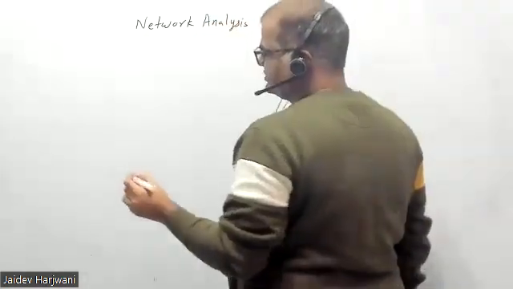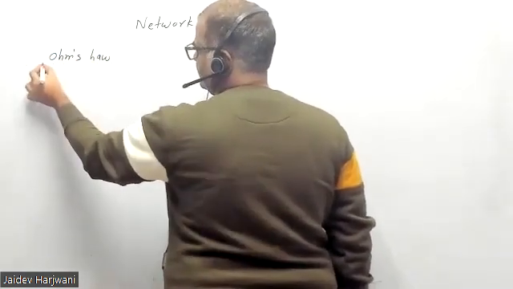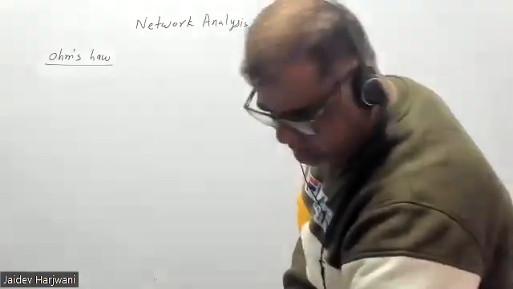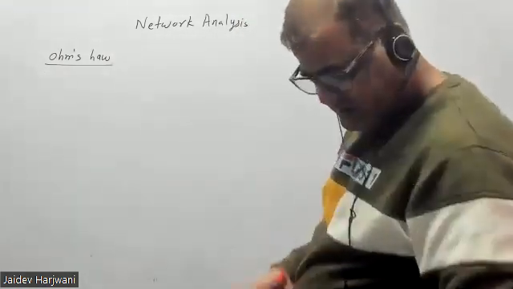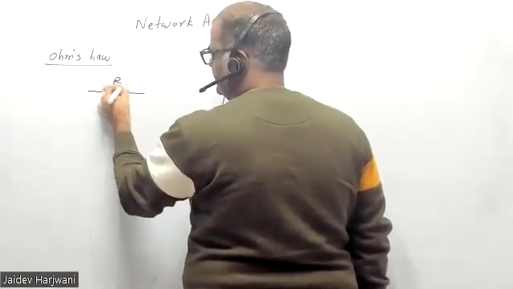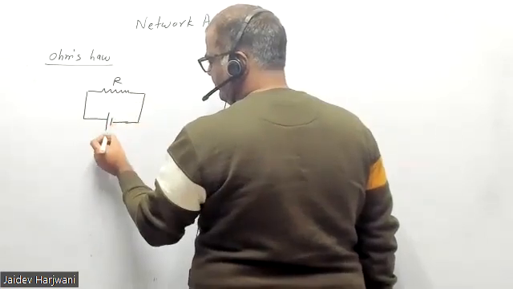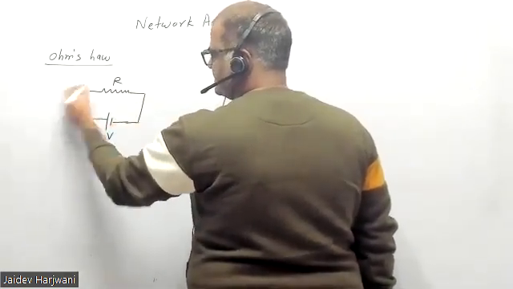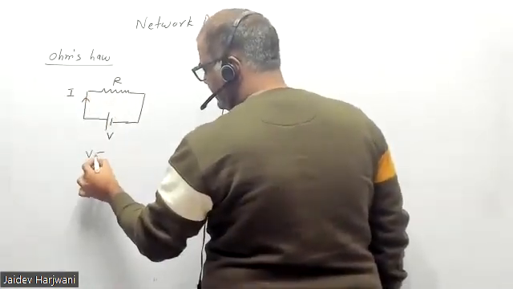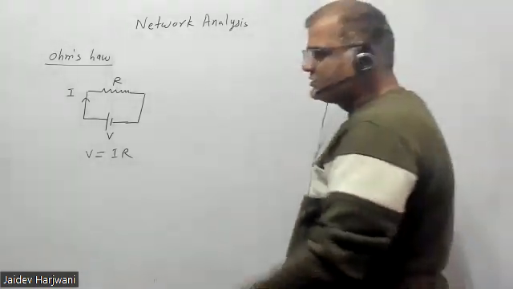So the first law is Ohm's law. If you have a resistance R, and you're applying a voltage source V, a current I will flow in the resistance, and the relation between this V and I is given by V equals IR. As you increase the voltage, current will also increase.